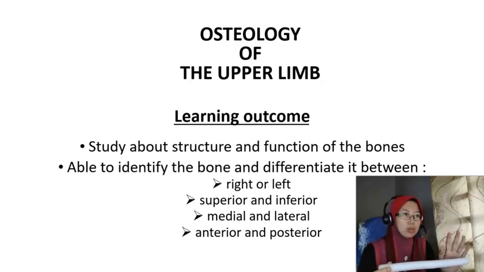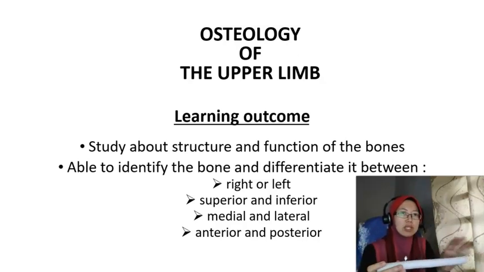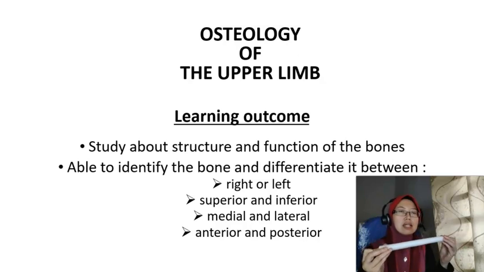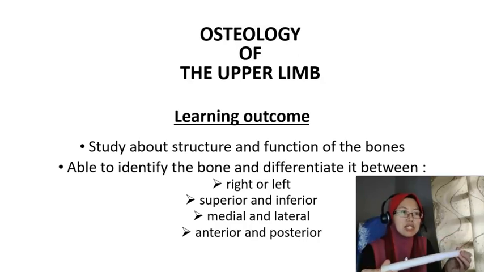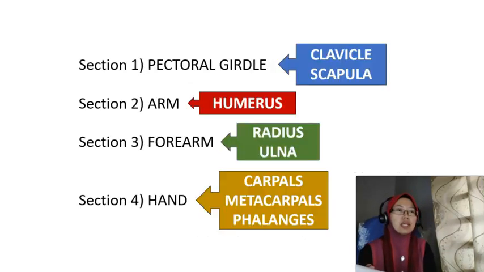In order for you to know whether the bone belongs to the right or left, upper limb or lower limb, you need to know the surface of the bone. Okay, superior, inferior, medial, lateral, anterior, and posterior. All these surfaces has their distinctive features to differentiate from one another. Okay. So, I divided this lecture into 4 parts, which consists of pectoral girdle, arm, forearm, and hands.